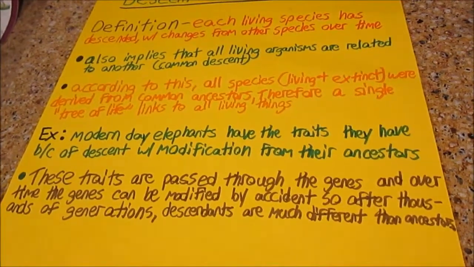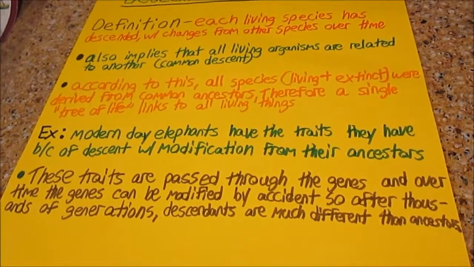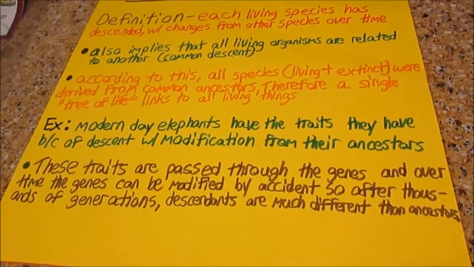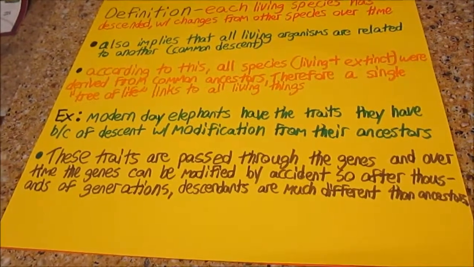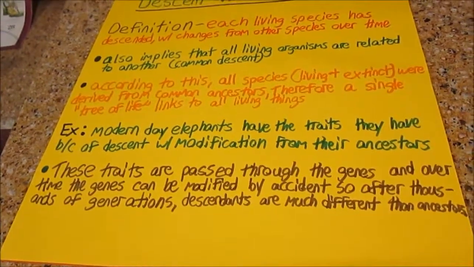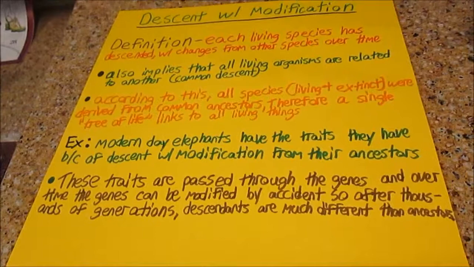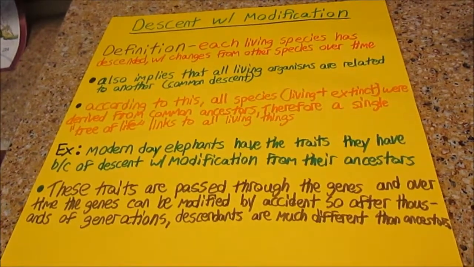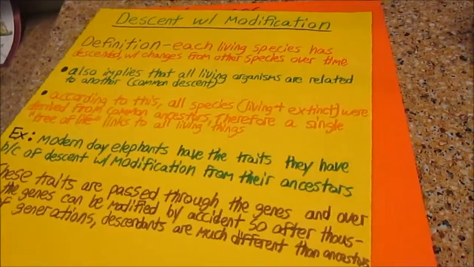An example is that a modern-day elephant has the traits it has because of descent with modification from its ancestors. These traits are passed through the genes, and over time the genes can be modified by accident, so after thousands of generations, descendants are much different than their ancestors.